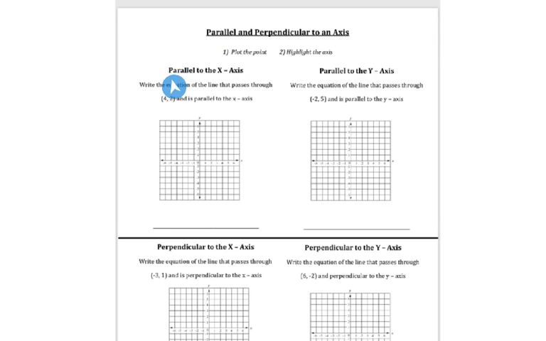So step one, we need to plot the point. We are looking at parallel to the x-axis. Write the equation of the line that passes through (4, 2) and is parallel to the x-axis. So we're going to start by plotting the point. Right 4, up 2 is an ordered pair right there.